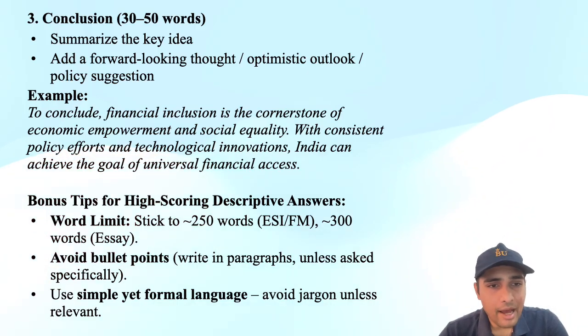So an example I have given over here to conclude: financial inclusion is the cornerstone of economic empowerment and social equality. So over here what we have done, we have summarized the entire main body by giving a statement that financial inclusion is the cornerstone of economic empowerment and social equality. Now with consistent policy efforts and technological innovation, India can achieve the goal of universal financial access. So what we have done, we have just given a positive outlook at the end of the thing, that we have summarized it, and then we are talking about the future also, that India will surely achieve its goal of financial access.